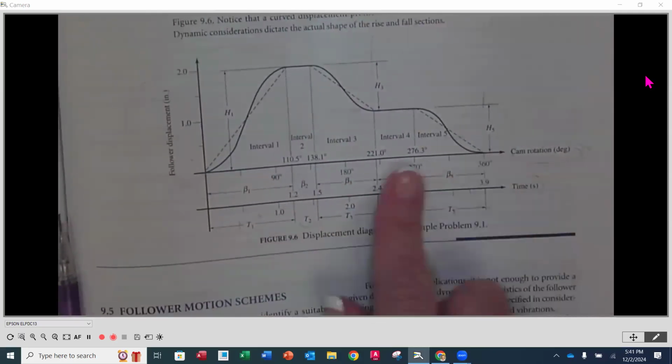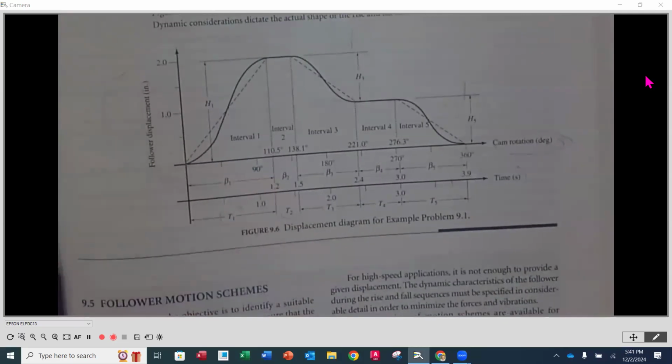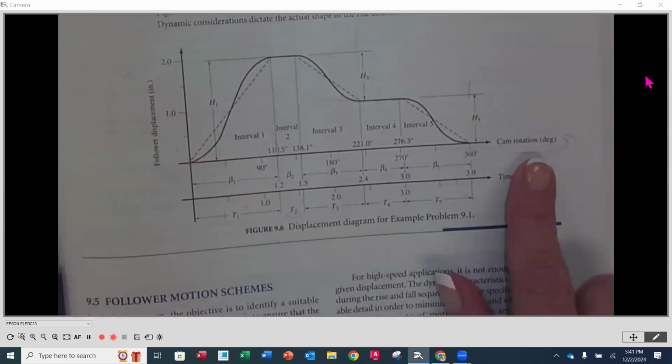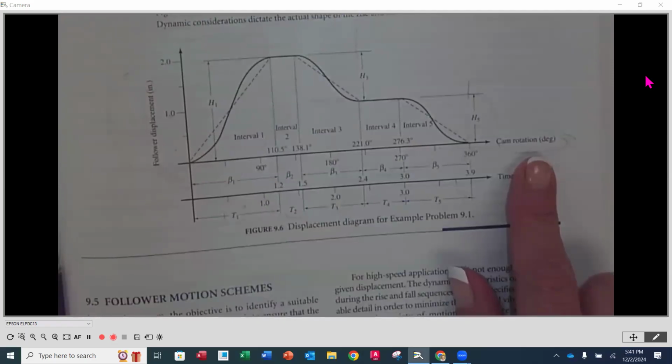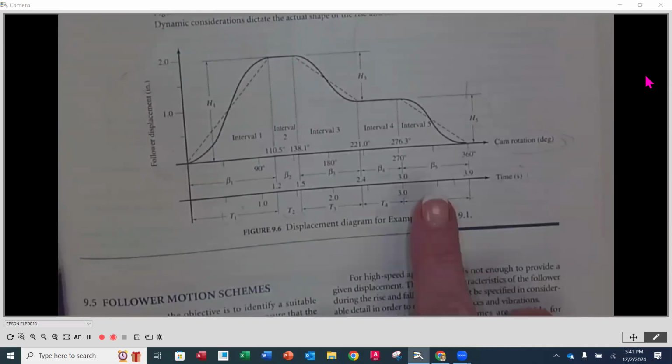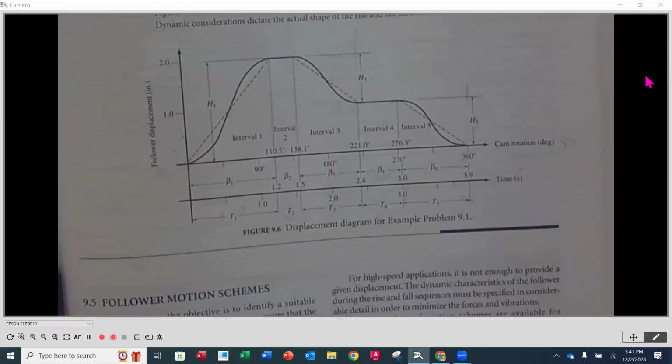Let's look at the horizontal axis or the x-axis here. There's a lot going on there. First of all, the top line along the immediate bottom of our displacement diagram is called cam rotation. And notice that the units here are in degrees, okay? Now, one cam rotation is going to be 360 degrees. So notice that it's going to start out at 0. And then they put some of the milestones in here, 90, 180, 270, and 360 is the very end.